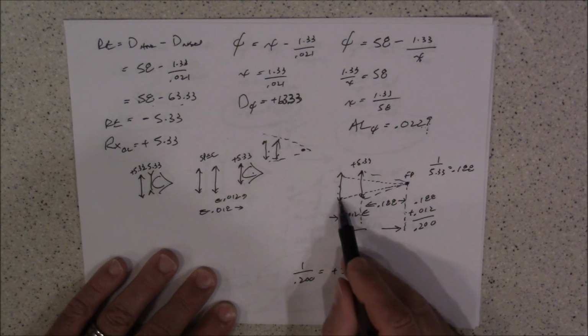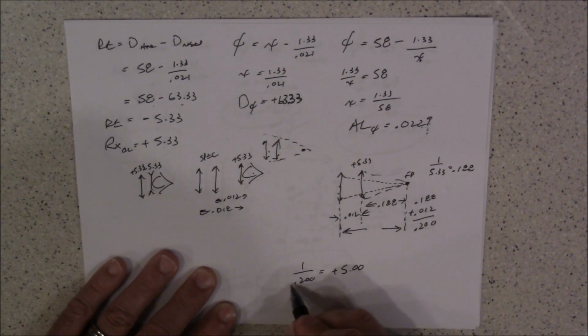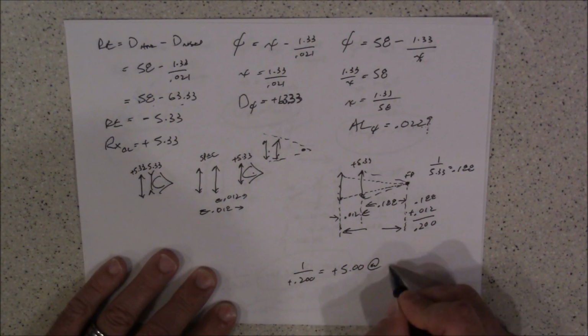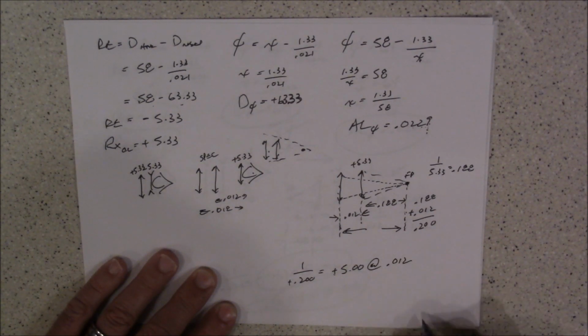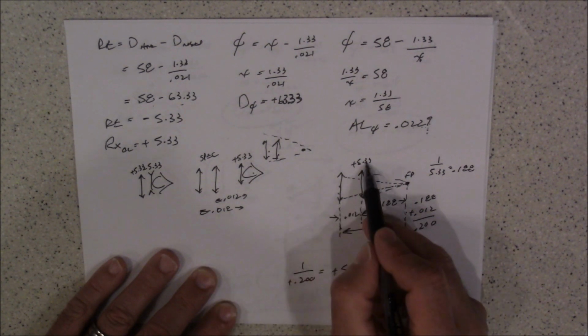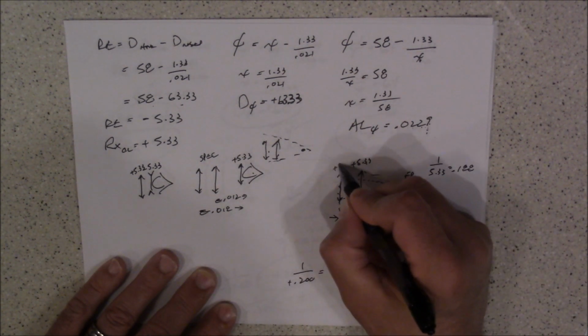All right, once again, I'm measuring from here to here with the path of light. That gives me a positive there. That means there's a positive there, and that's at a vertex distance of 12 millimeters. 5 is less than 5.33. That makes sense. So this is out here, this is a 5.